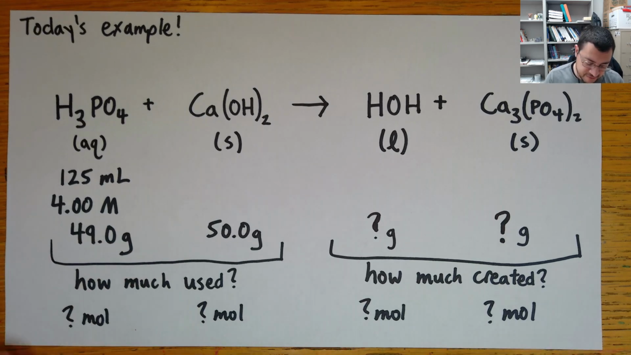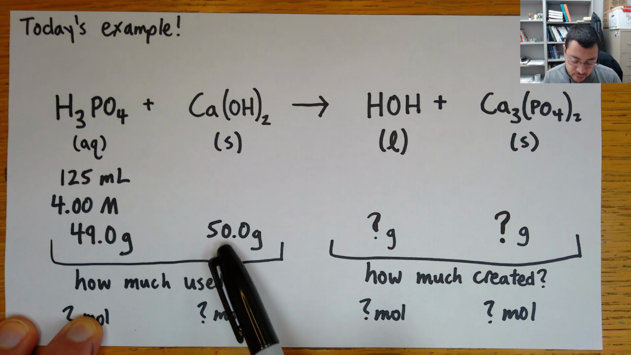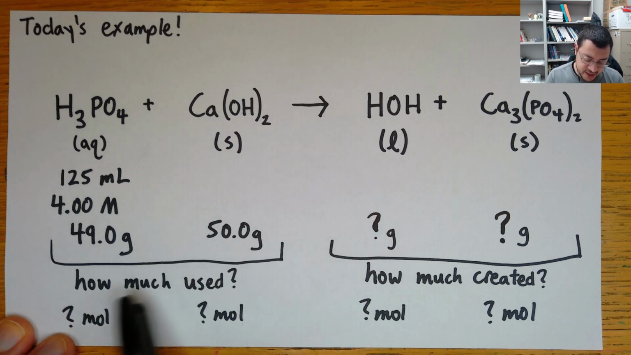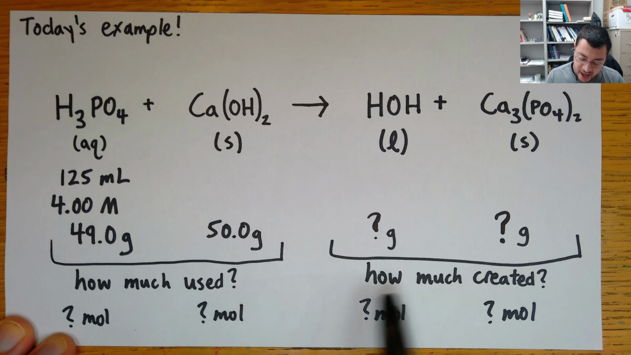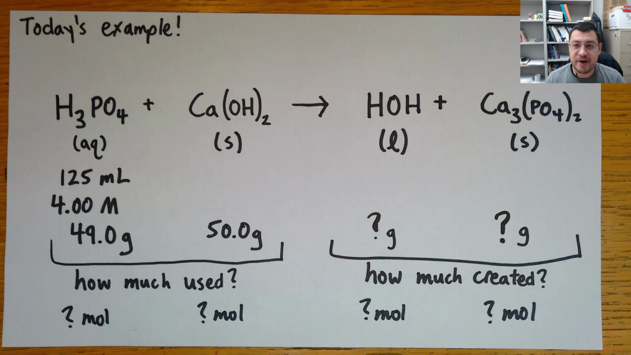All right, so here's the question. You have 49.0 grams of phosphoric acid and 50.0 grams of calcium hydroxide. And they're asking us, how much of each of these do we use? And how much of each of these do we create? And we're going to be very comprehensive in this video. We're going to ask and answer every possible question about this reaction. I do realize that for some of your problems, maybe you won't be asked to answer every single thing, but sometimes you will be. So I just want to be on the safe side and be fully comprehensive in this video.